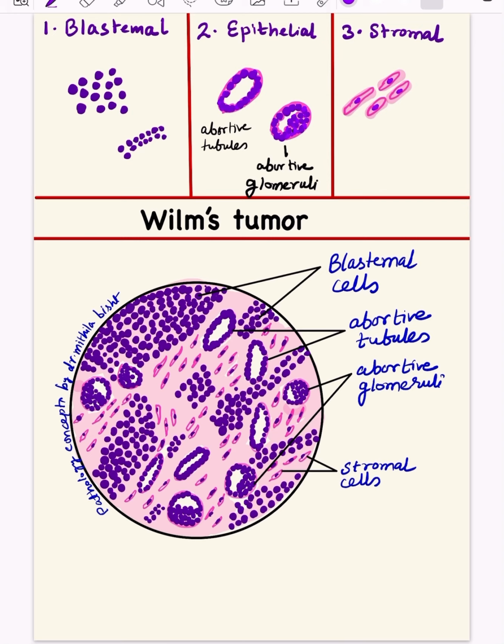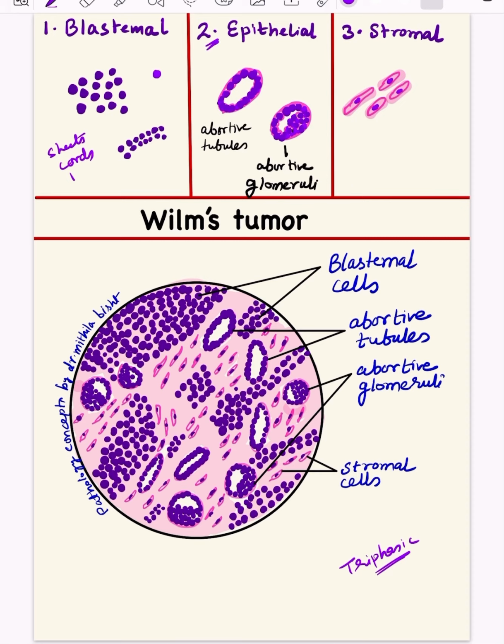Coming to this diagram, in the microscopy of Wilm's tumor, I have told you that it is triphasic in histology. There are three phases which are seen. The first is the blastemal phase, second is the epithelial, and third is the stromal. In the blastemal phase, we see round blue cells which have very scanty cytoplasm, and they are arranged in the form of sheets and cords.